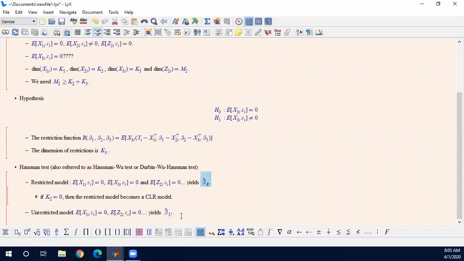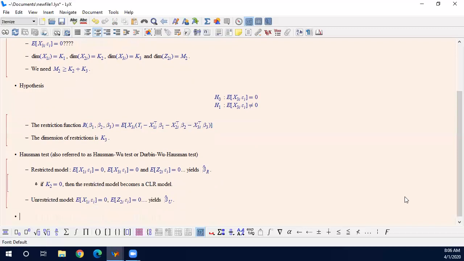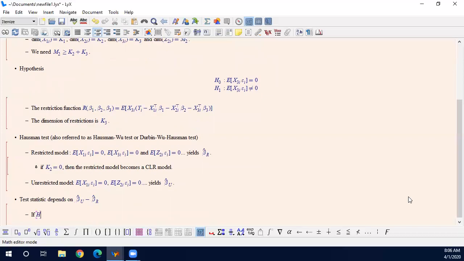So we have beta hat r, beta hat u. It is a regression model, yields an IV regression estimator. Maybe you can use GMM or whatever estimator, two-stage estimator or GMM estimator, does not matter, but just assume that there are beta hat r and beta hat u. And the test statistic depends on beta hat u minus beta hat r. Remember, if H zero is correct, hat beta u minus hat beta r will converge to zero.